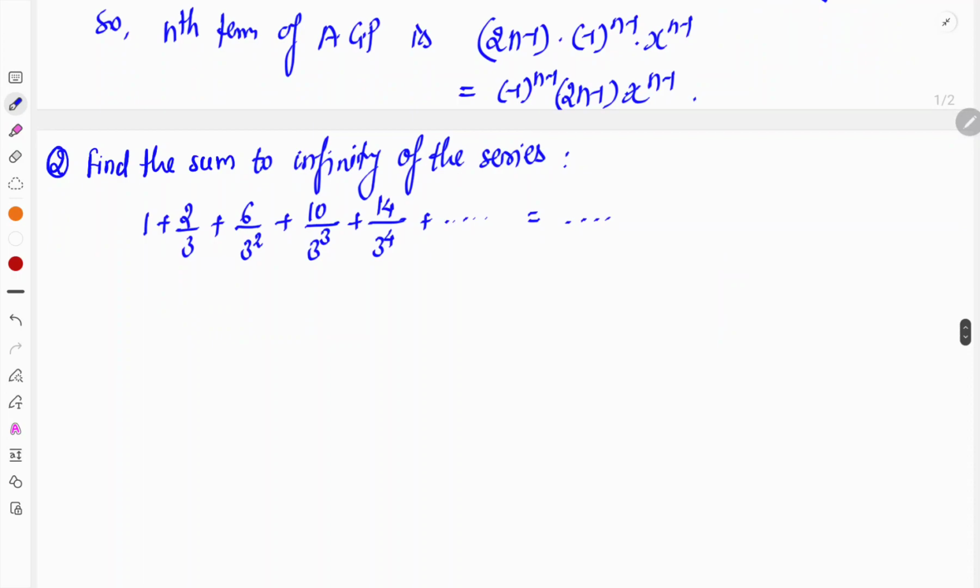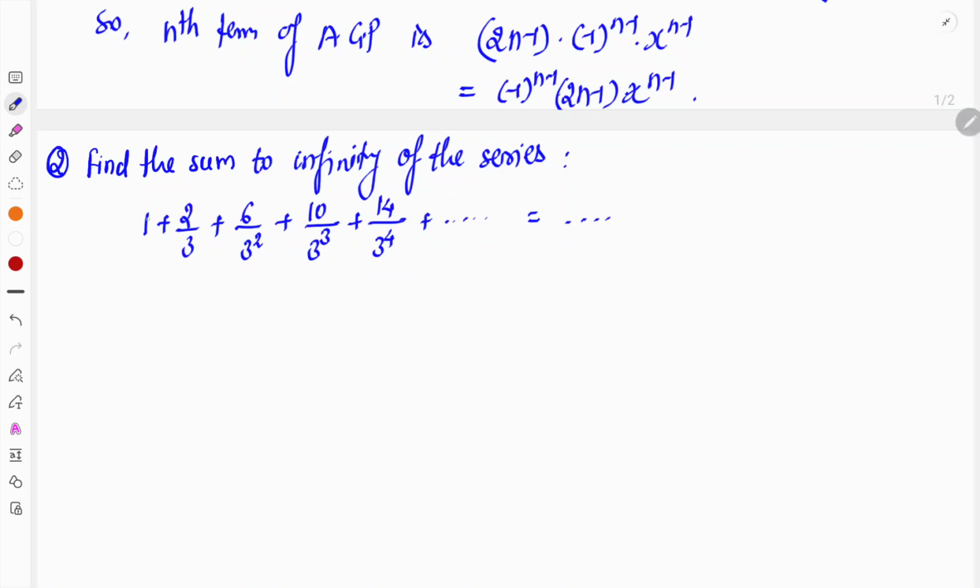Next question in this one is asking what? Find the sum to infinity of the series. Okay, infinity of the series. Find the sum of the infinity of the series means the number of terms is infinitely many here, and we need to find the sum of this one. So this type of question, how to solve? First of all, a very important procedure you need to understand.